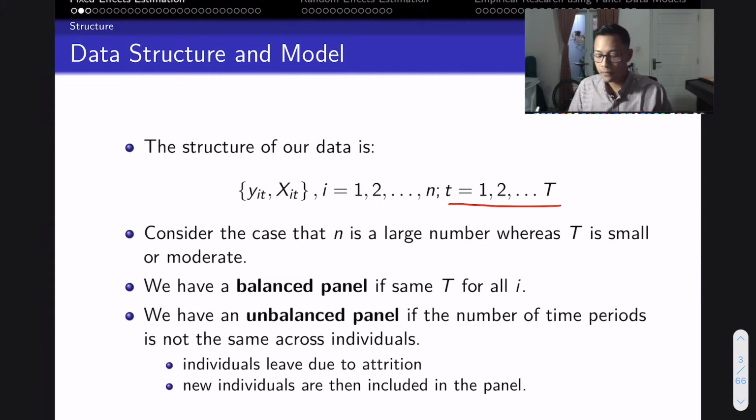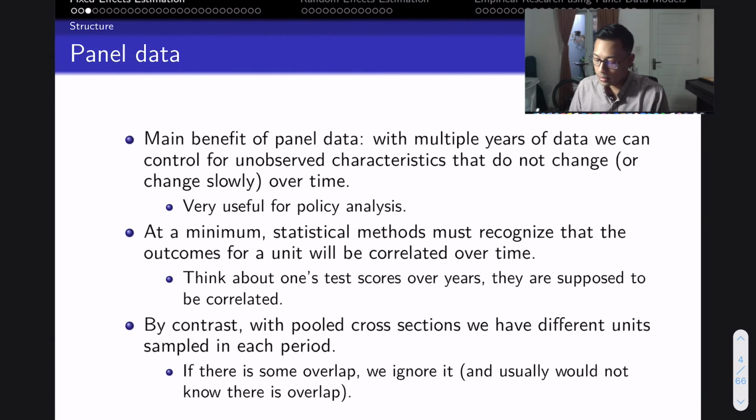So the main benefit of panel data is that with multiple years of data, we can control for unobserved characteristics that do not change or change slowly over time. And this is very, very useful for policy analysis and particularly impact evaluation. At a minimum, statistical methods must recognize that the outcomes for a unit must be correlated over time.